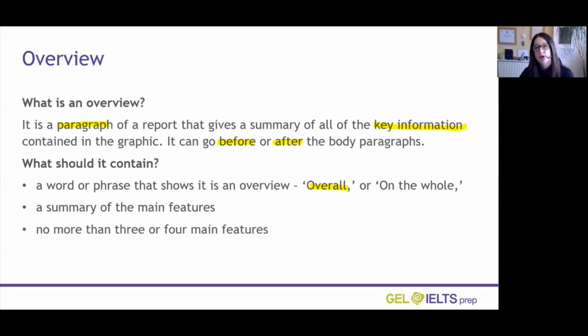Usually we're looking for 3 or 4 main features. There's lots of information in the graph. We can't write about everything, so we have to identify the most important information and write about that. So usually 3 or 4 main features. And it's very important to remember that at this stage, we're not including data from the graphic. So we're not including numbers or percentages or years. That information will be contained later in our body paragraphs. What we're doing at this stage is just identifying what those key features are.